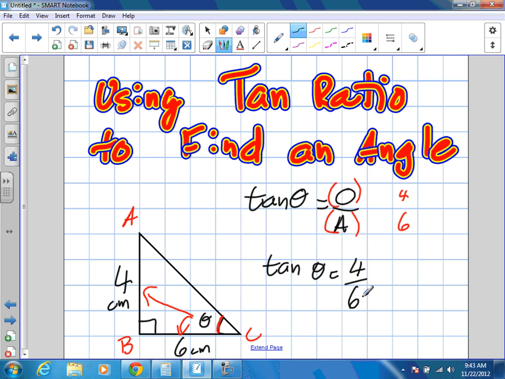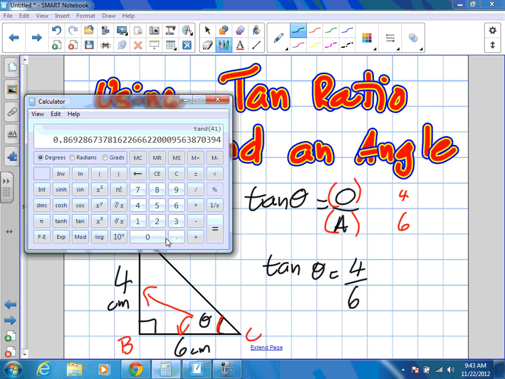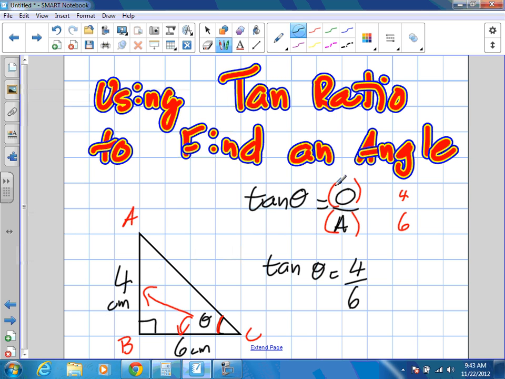Great. Now, I can actually put that as a decimal, or I can leave it as a fraction. It's completely up to you guys. I like working with fractions, but I know you guys like decimals a little more, so we're going to go with that. 0.6 repeated, okay? So in other words, tan theta is equal to 0.66 repeated.